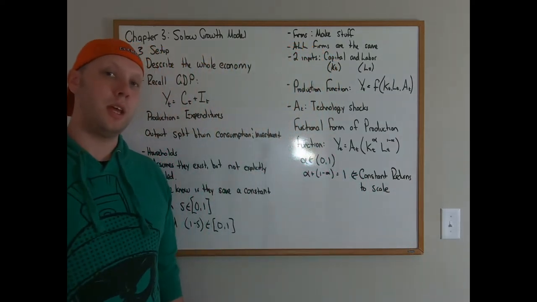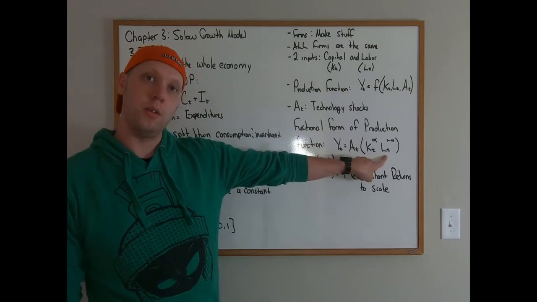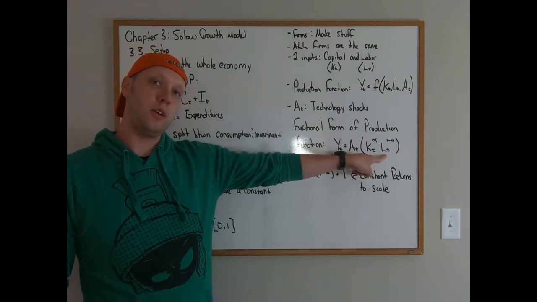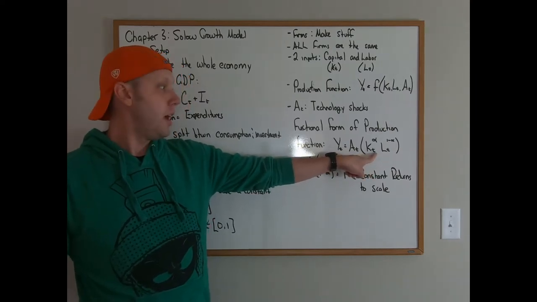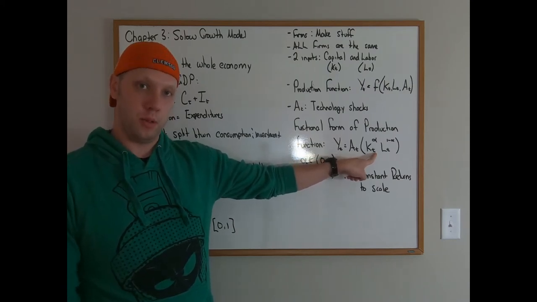which means if you doubled the inputs, if you doubled the amount of capital and labor that you use, you will exactly double the outputs. If you had decreasing returns to scale, if you doubled the inputs, you would less than double the outputs. And if you had increasing returns to scale, if you doubled the inputs, you would more than double the outputs.